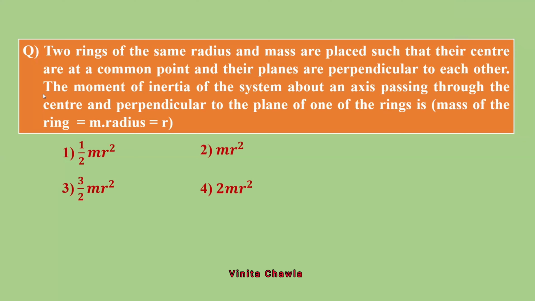So we have two rings, they have the same radius, they have the same mass, and their centers are at the common point, and their planes are perpendicular to each other. We have to find the moment of inertia of the system about an axis passing through the center and perpendicular to the plane of one of the rings. Choose any ring and find the moment of inertia about that ring.